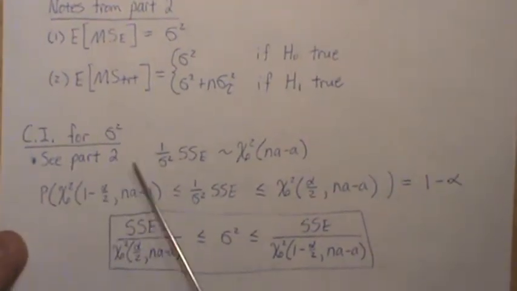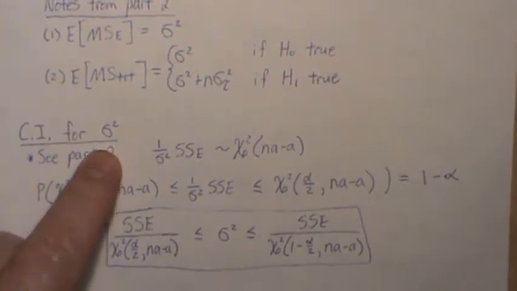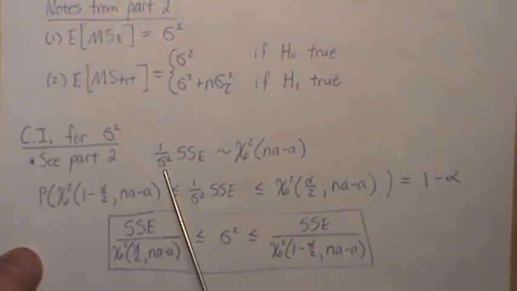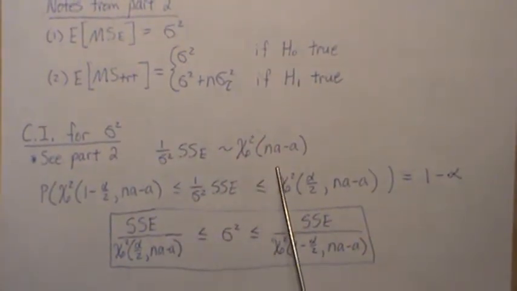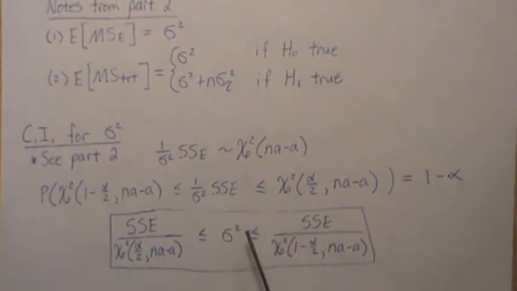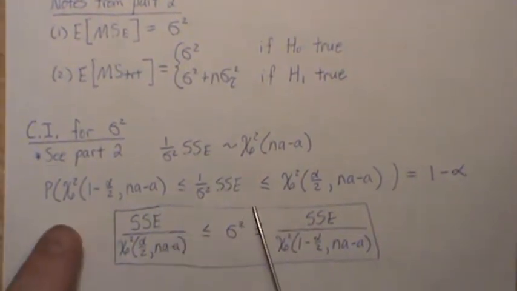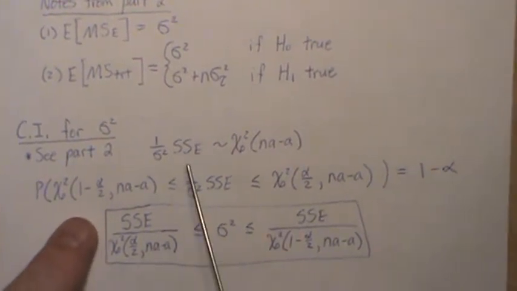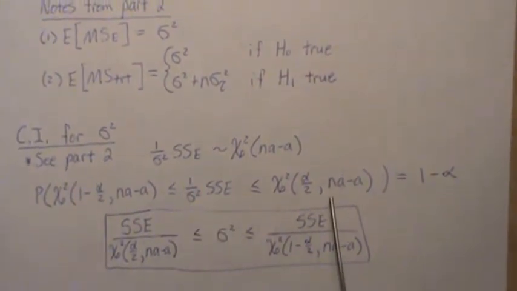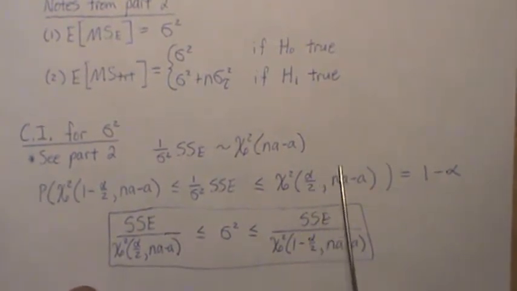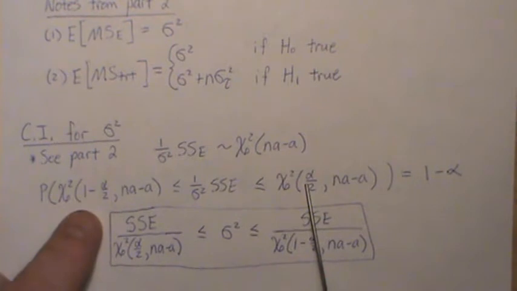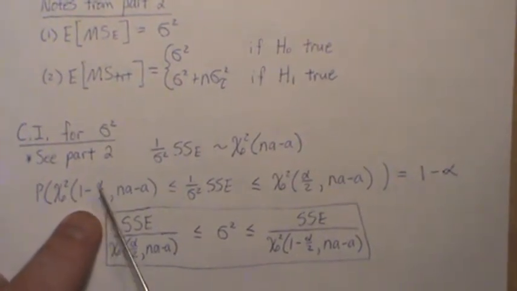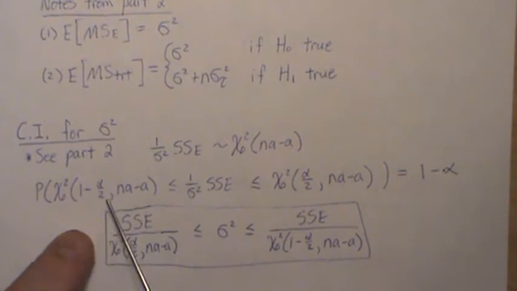Now the confidence interval for the variance component sigma squared, which is the error variance. In part 2 we showed that 1 divided by sigma squared times the sum of squared error is central chi-squared with na minus a degrees of freedom. So we can put this in a probability statement. If this piece is chi-squared, then we find the chi-squared value in the right tail. So the area in the right tail is alpha over 2, and then going this way, the cumulative tail is 1 minus alpha over 2.